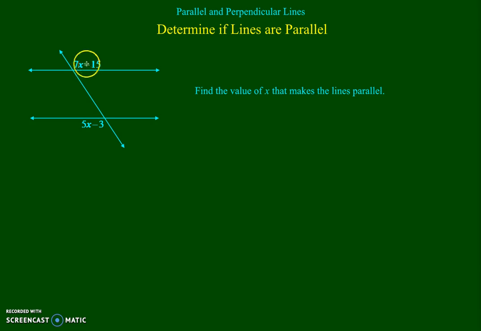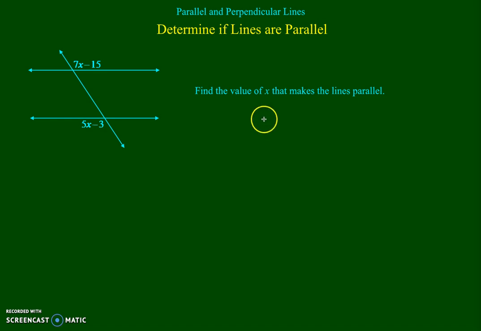In this case, we have an expression for this exterior angle and this exterior angle. So we're going to be using the alternate exterior angles converse. So this angle and this angle would have to be congruent in order for these lines to be parallel. So in order for this to be congruent to this, this has to be equal to that. So we're going to set this expression equal to this expression and solve for x. And that value of x will give us the angle measure that makes these two angles congruent.